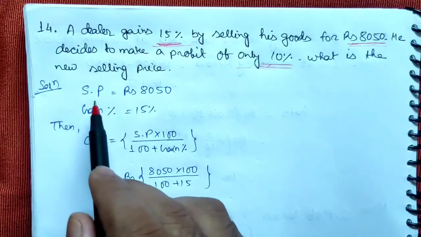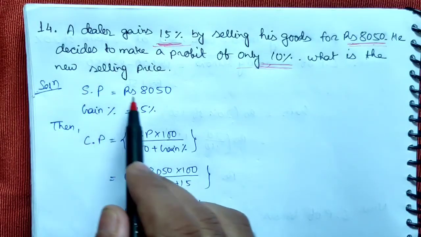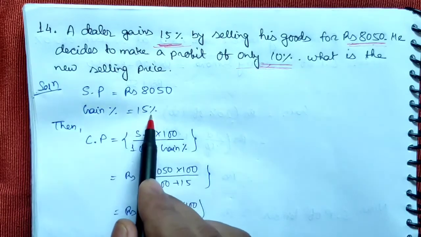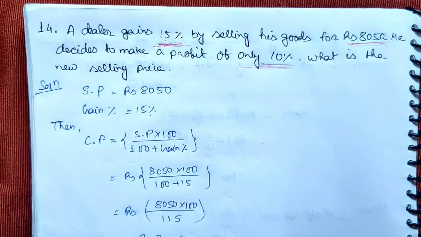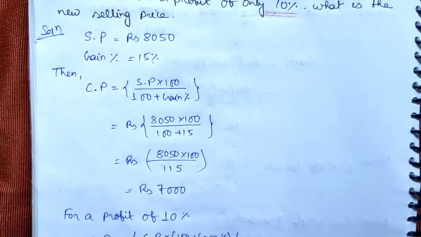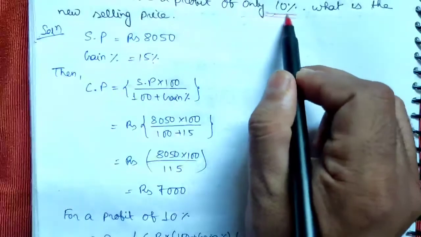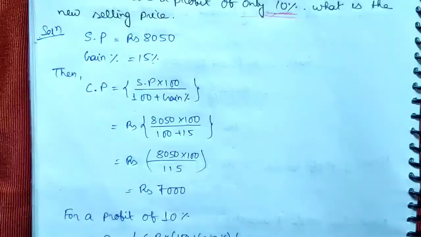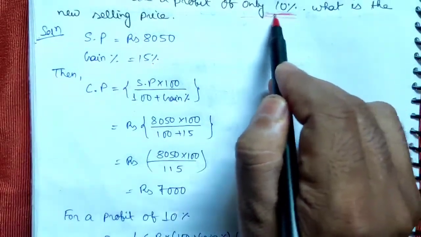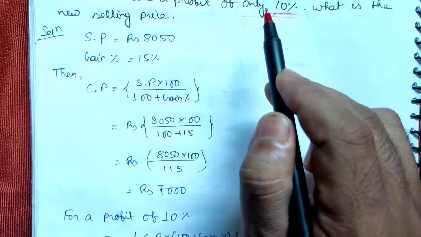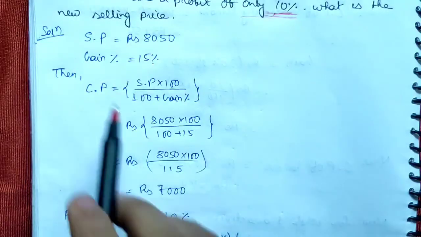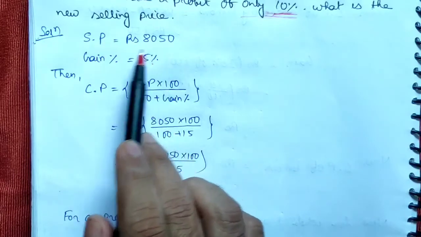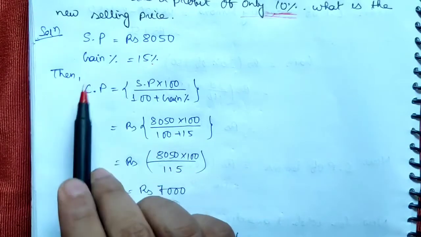Let's have a look. Here we have written SP means selling price 8050, then gain is what? This one, isn't it? Okay, so we can easily find out CP. Now if we find out CP, and we have the new gain, 10%, isn't it? We can easily find out the SP, that is what will be the SP when gain is 10%. Up to this clear? Okay, so here look, SP is what? Rupees 8050, then gain is what? 15%, then CP will be what?